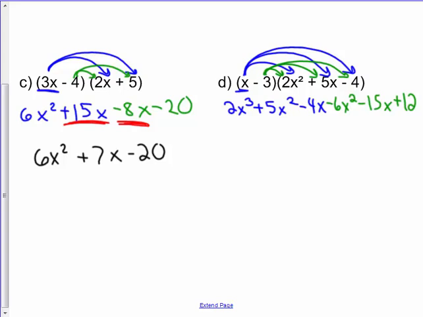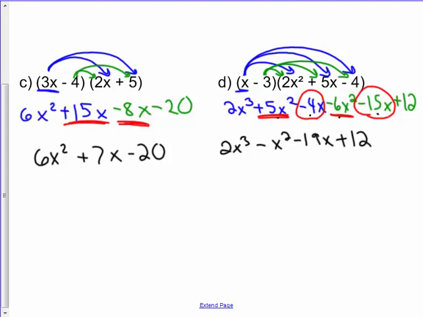And then I'm going to look to see what I can combine together. Remember, like terms have the same variable and same exponent. I have a 5x squared and a -6x squared. I'm going to put those together. I also have a -4x and a -15x. I can put those together as well. So I'm going to get 2x cubed, and 5x squared and -6x squared is just -1x squared, or minus x squared. -4x and -15x, that's -19x, and then plus 12 here.